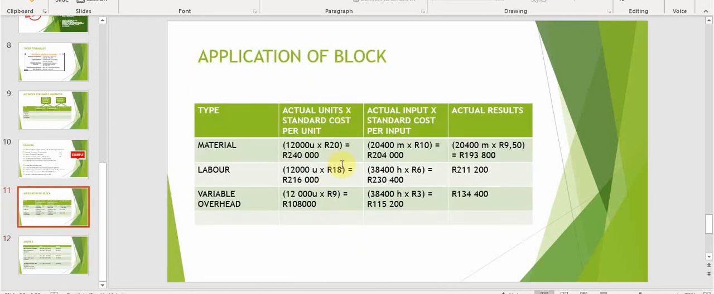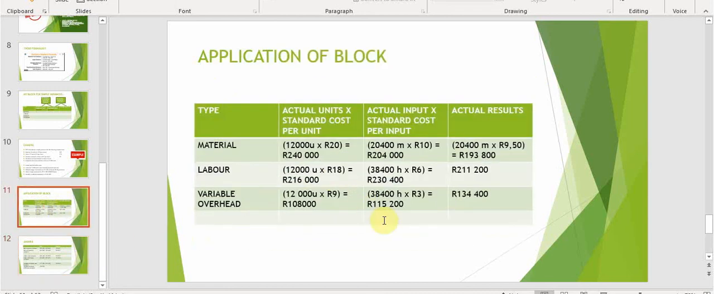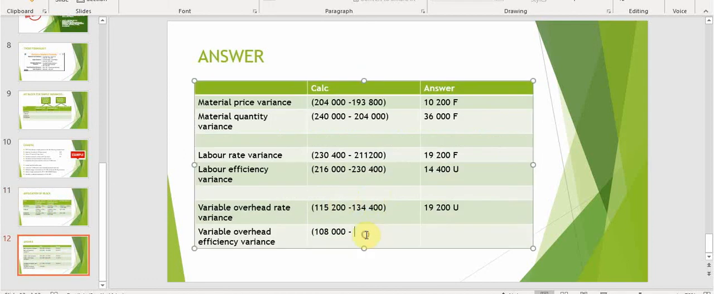We are on the last one, the efficiency variance, which is the variance in terms of your inputs. And there it's going to be the second column minus the third column. So it's 108,000. And we are going to minus from that the 115,200 in the middle. The answer there also seems unfavorable to me, and I get an unfavorable figure of 7,200 unfavorable.